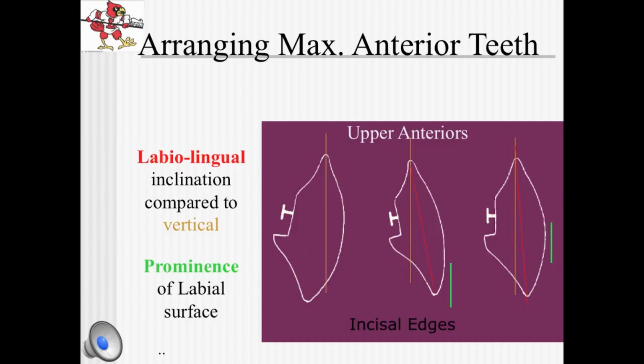The canine goes in the opposite direction. It's pushed in at the incisal, with the incisal lingual to the vertical. It is placed in lingual version to the extent that it exhibits cervical prominence.